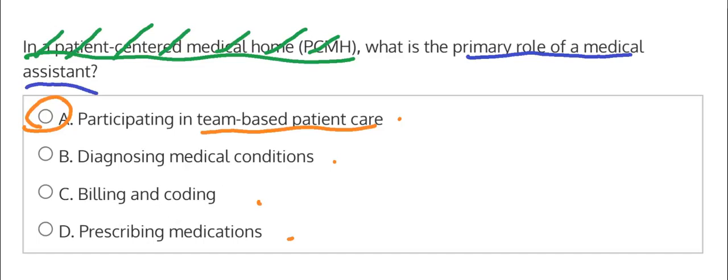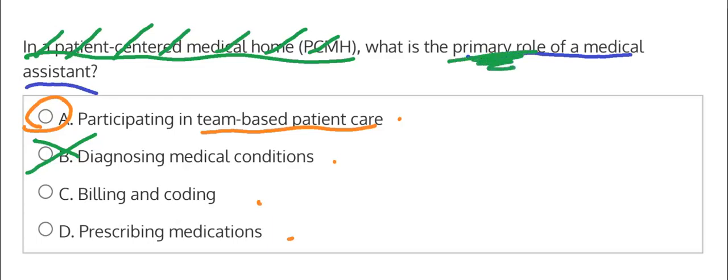Option B says diagnosing medical conditions, and no, that would not be a responsibility of the medical assistant. The diagnosis would come from the provider, so either the physician, the nurse practitioner, or the physician assistant, whichever provider you're working with. Option C says billing and coding, and although you might be involved in the billing and coding, unless there is a biller or coder in your office, we want to focus on the primary role of the medical assistant.